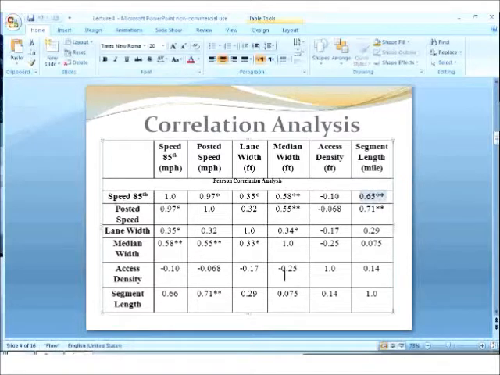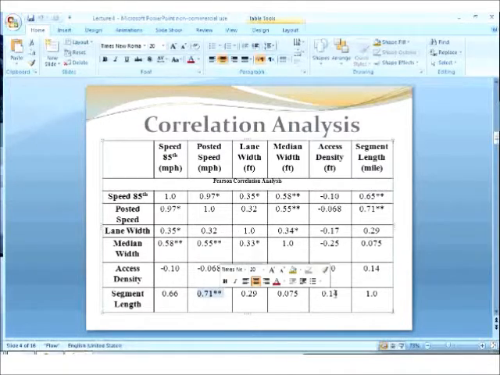So the first line in this table tells us the correlation between the speeds of the vehicles, which is the dependent variable, and all these independent variables here. These columns tell us the relationship between the independent variable here and other independent variables over here. So for example, posted speed is very highly correlated with the length of the segment, and they are positively related.